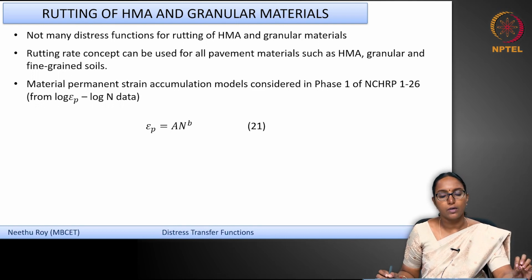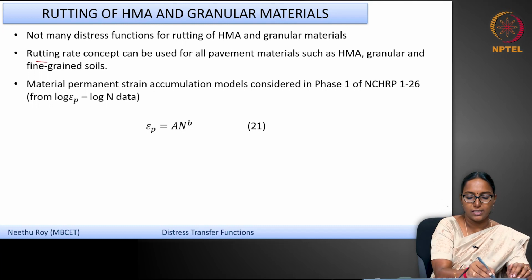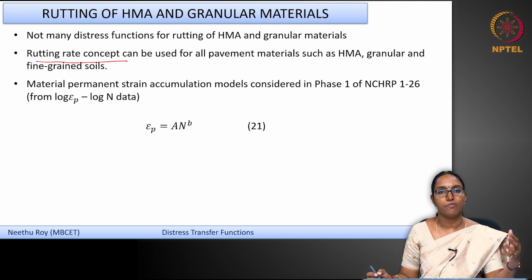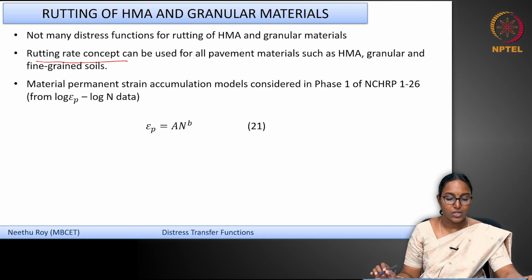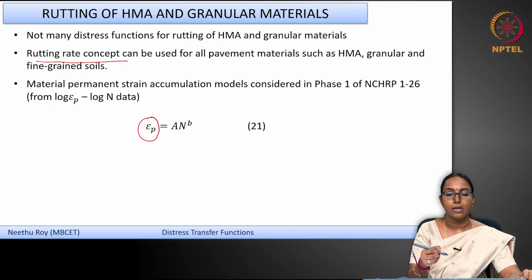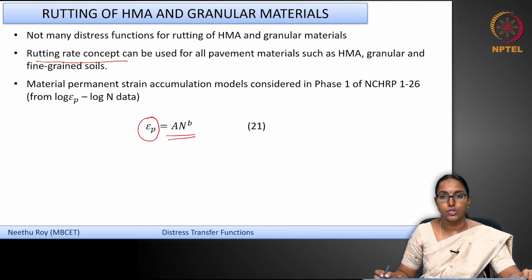surface rutting. Now, there are not many distress functions which are directly commonly used for rutting of HMA and other granular materials. But essentially the approach that is adopted is a rutting rate concept that can be used for HMA, granular, as well as fine grained soils, or the various layers of the pavement structure. So, this is generally represented as a permanent strain that is happening in the pavement material or any type of material, which is given as an expression epsilon P is equal to A n raised to B.